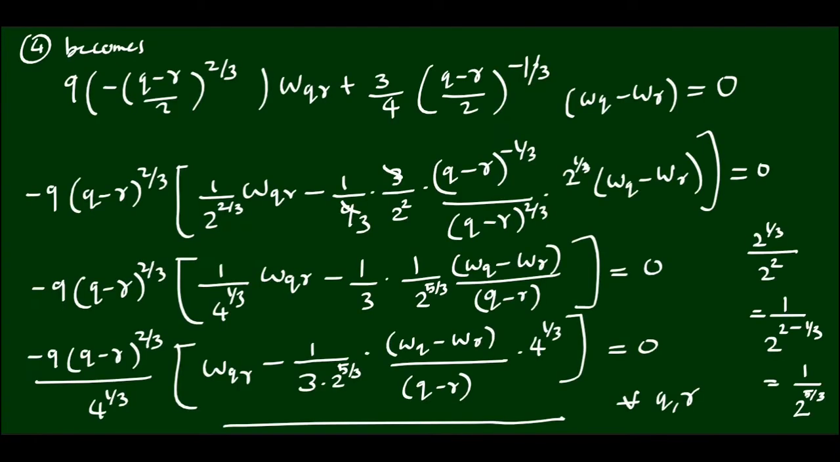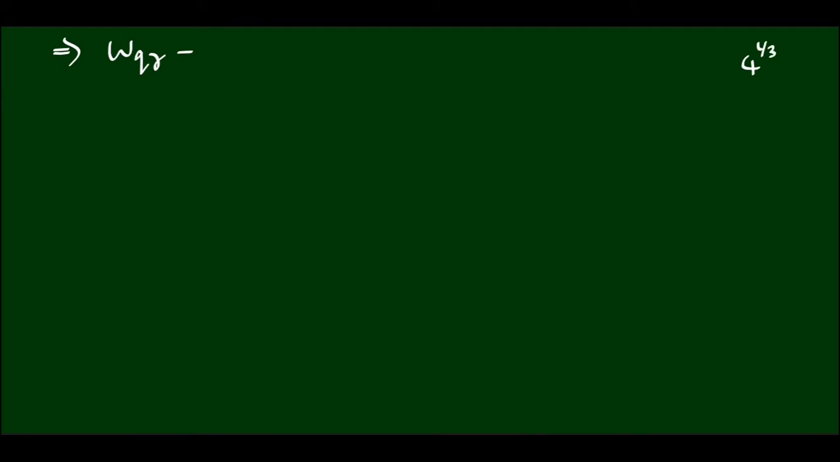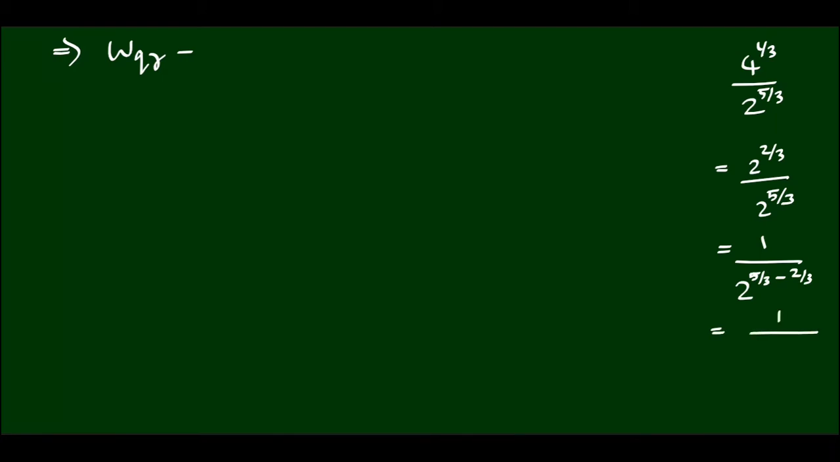That implies wqr minus 4 raised to 1 by 3 divided by 2 raised to 5 by 3, which is equal to 2 raised to 2 by 3 divided by 2 raised to 5 by 3. I am substituting 4 as 2 raised to 2, which is equal to 1 by 2 raised to 5 by 3 minus 2 by 3. That is 1 by 2 raised to 5 by 3 minus 2 by 3 will become 3 by 3, that is 2 raised to 1.